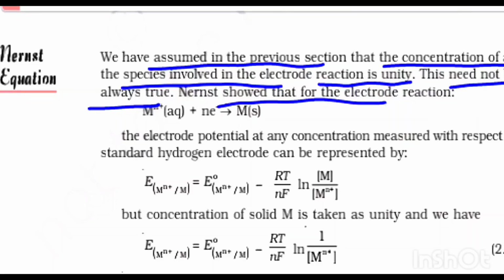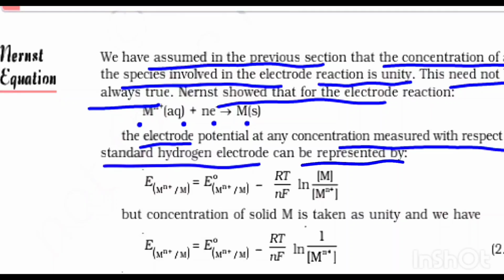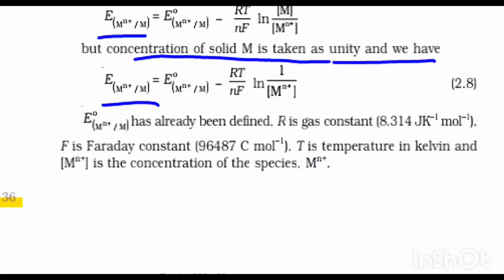For electrode reactions, M n plus aqueous solution plus n electrons gives M solid. The electrode potential at any concentration measured with respect to a standard electrode can be represented by E is equal to E naught minus RT by nF ln of M upon M n plus. But the concentration of solid M is taken as unity, so E of M n plus by M is equal to E naught minus RT by nF ln 1 by M n plus.